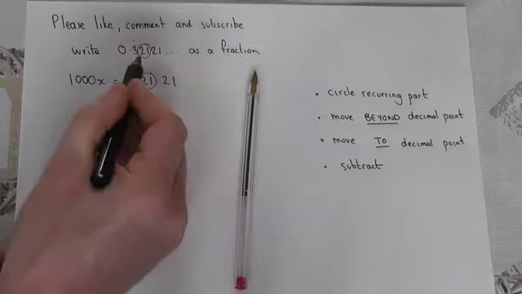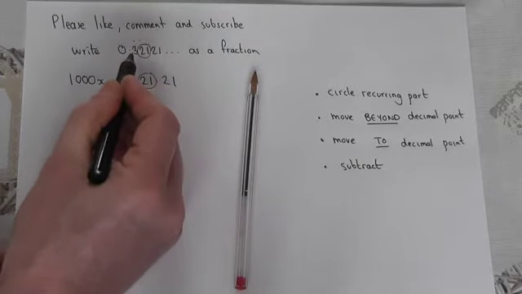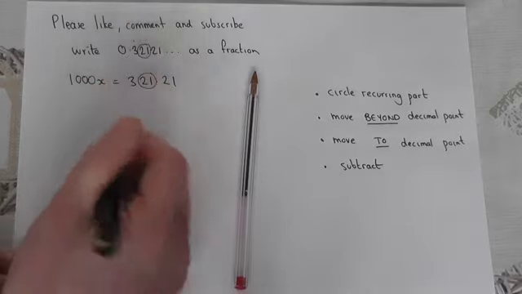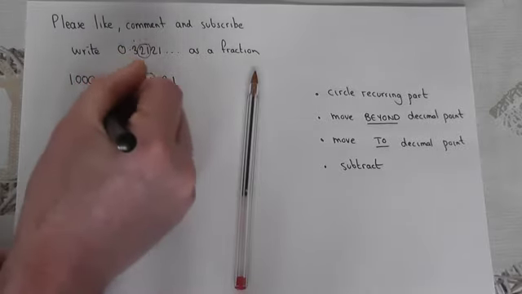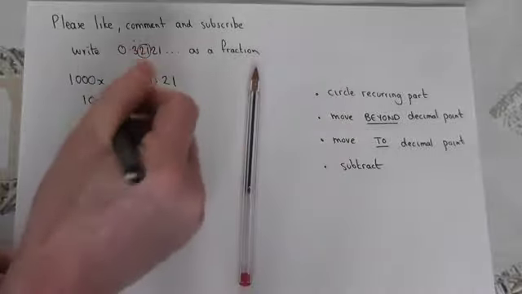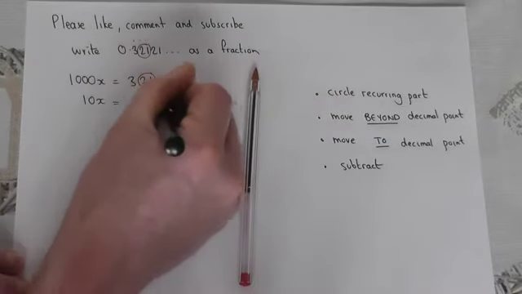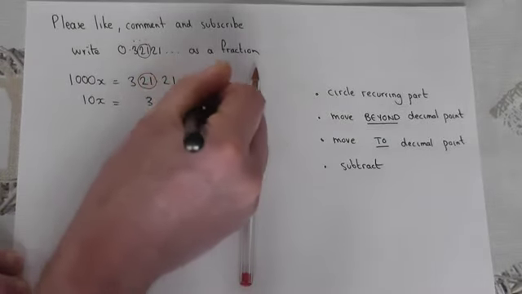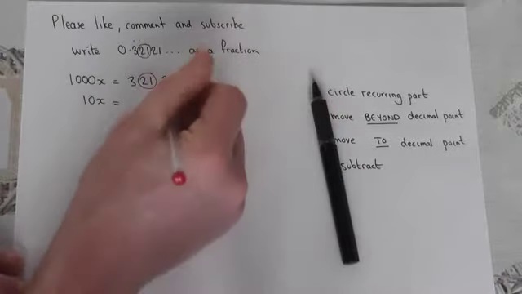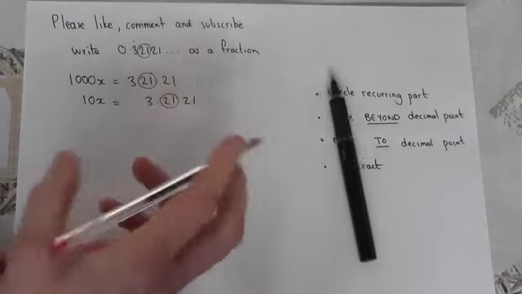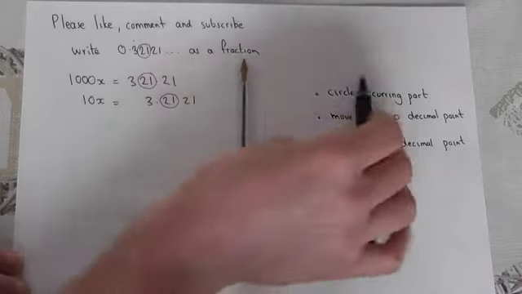Secondly, move the circle so it just touches the decimal point. So move it just 1 place. So if I do 10x, I get 3.2121. So I've moved it so it just touches the decimal point.